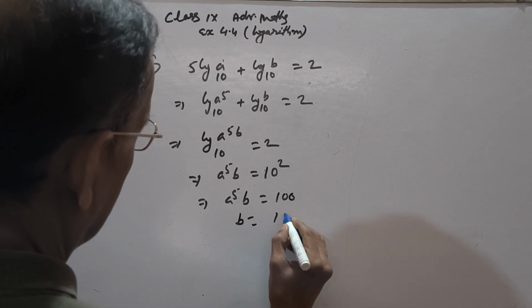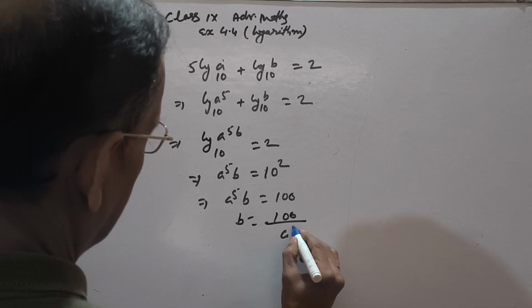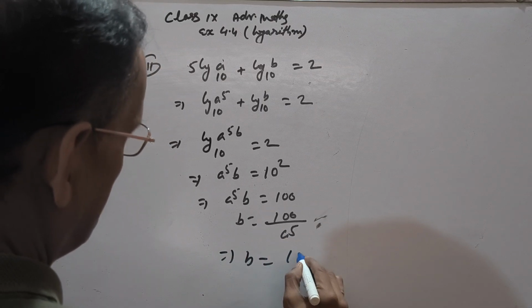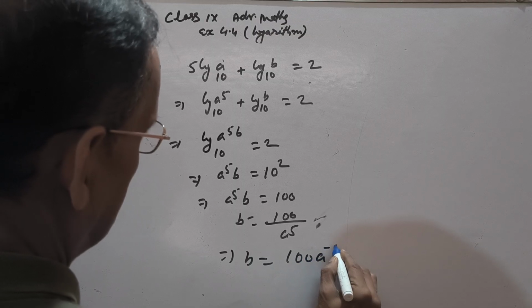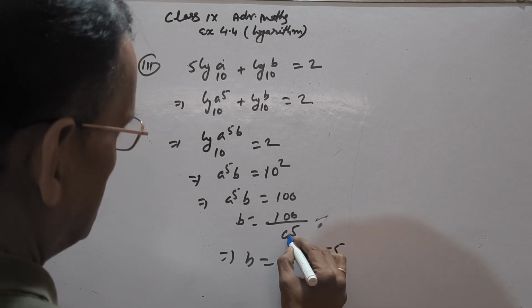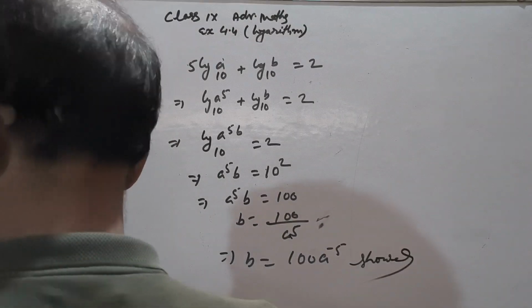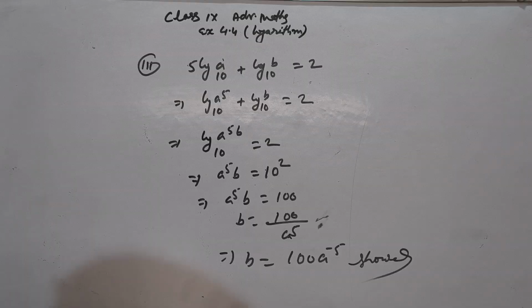What is b equal to? 100 by a to the power 5. So this implies b equal to what? We get 100 into a to the power minus 5. When we do reciprocal, the sign will change. And this only we need to show. Okay? Understood? Now we go to number 12.